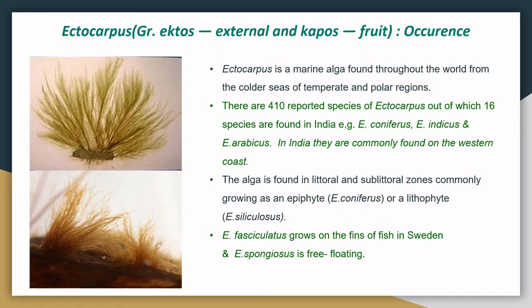Ectocarpus in India is commonly found on the western coast, and the alga is found in the littoral and the sublittoral zone, commonly growing as an epiphyte or a lithophyte. That means the alga is found growing on the rocky shores on the surface of the rocks, or it also grows as an epiphyte on other plants. It does not prefer the deeper sea beds. It is found close to the shore. There are certain exceptions also.